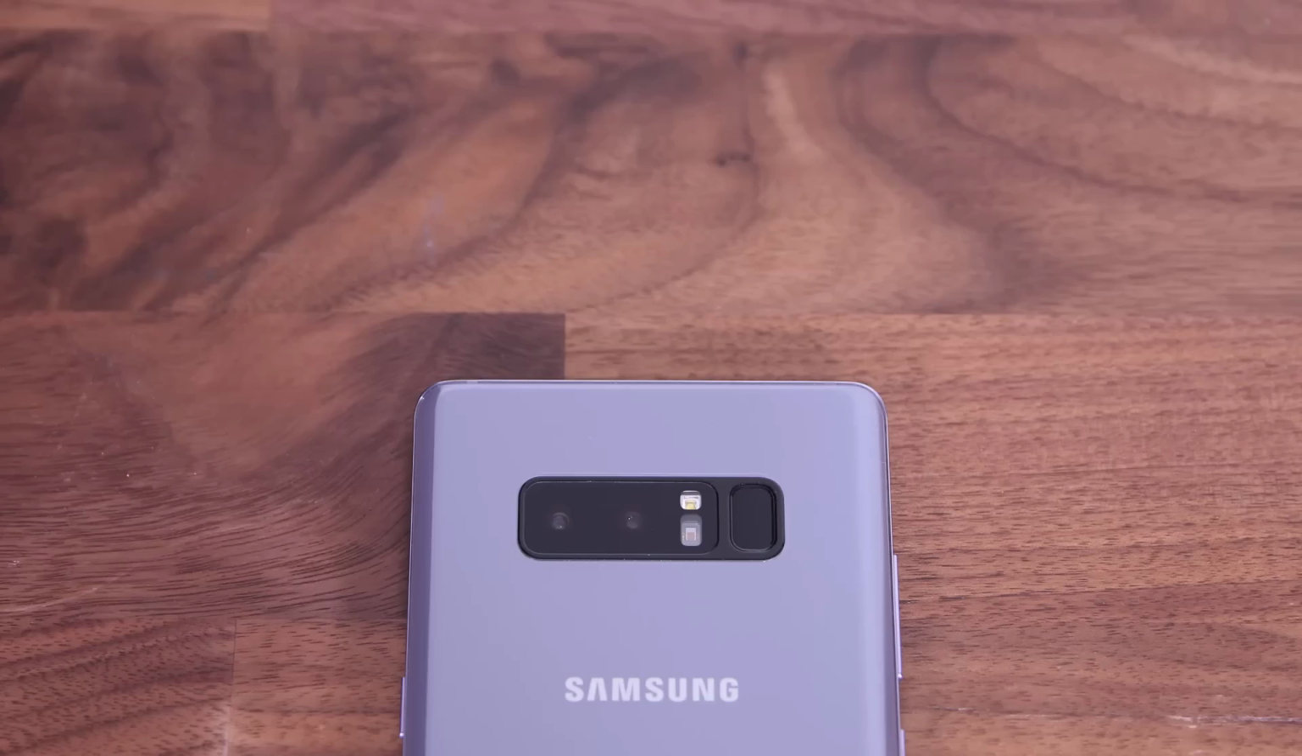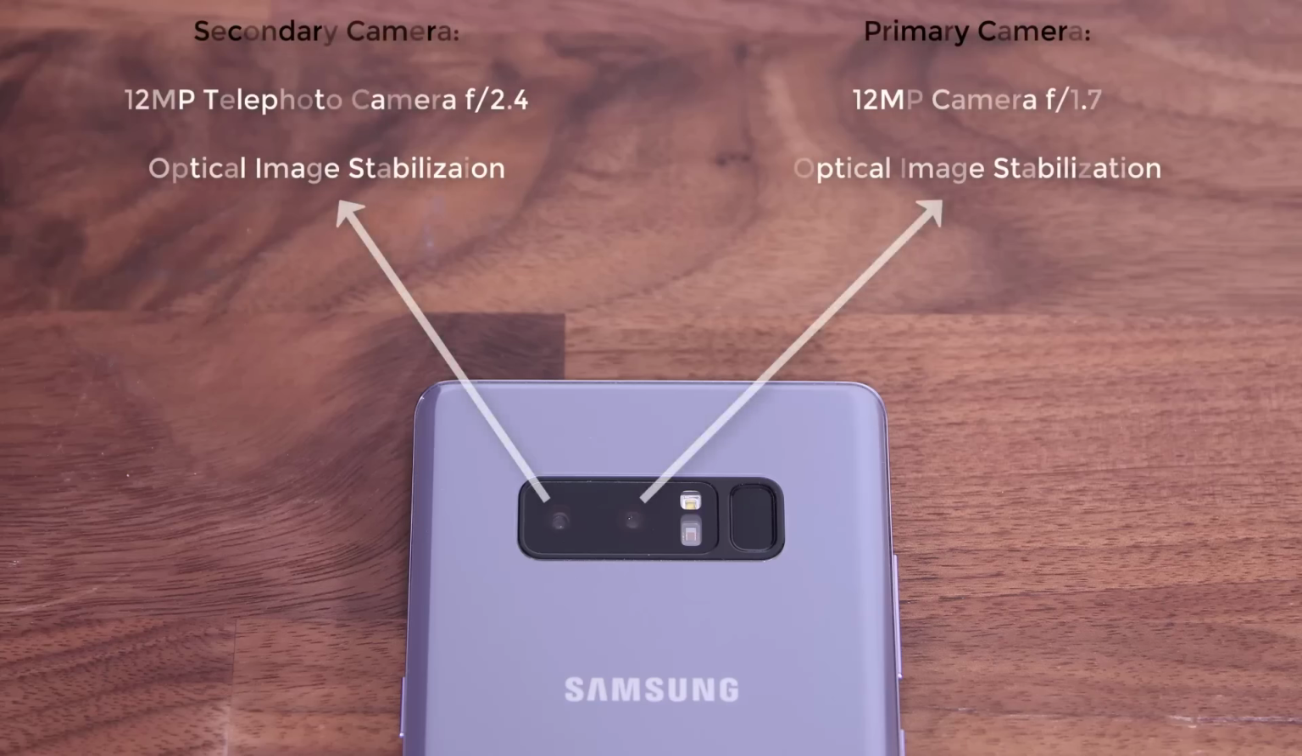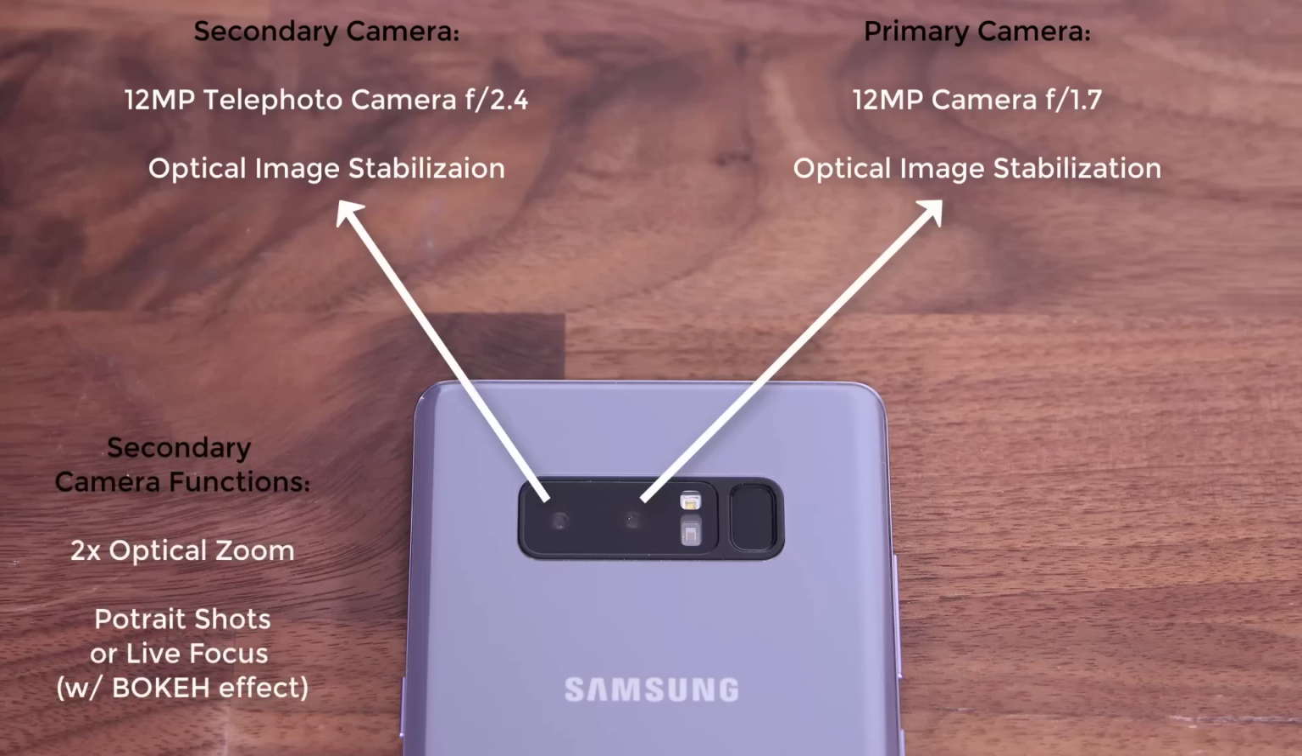Now, before I jump into the details, I just want to make sure that everyone understands that the Samsung Galaxy Note 8 has two cameras. There is a primary camera that will be used most of the time. It is 12 megapixels with an aperture of f1.7, and then there is a secondary camera with a telephoto lens, which is also 12 megapixels but with an aperture of f2.4. This telephoto lens is designed for zooming into objects. And that's exactly what the specialty of this secondary camera is.